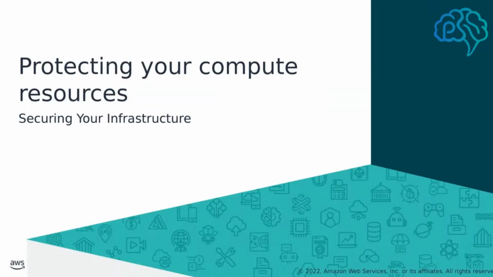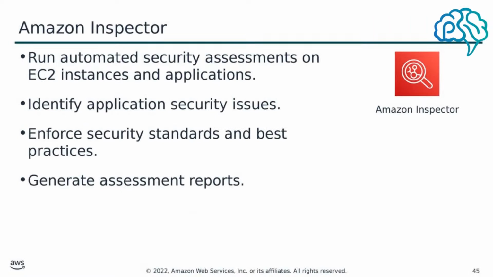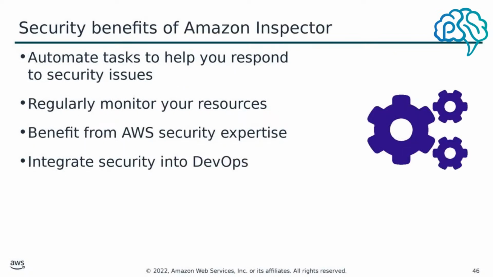If we also talk about the compute resources, there's some things to consider as well. There's something called Amazon Inspector. And what this does is it runs automated security assessments on EC2 instances. So this is another great tool to improve the security. We also have some concepts here like automated tasks, for example, regular monitoring of the resources, and even you can integrate this into a DevOps type workflow as well.